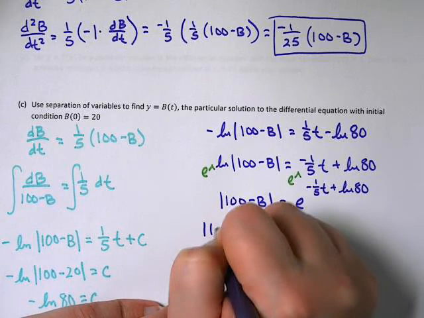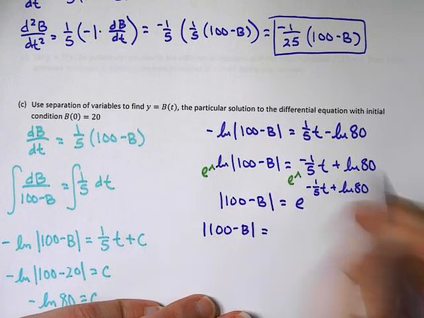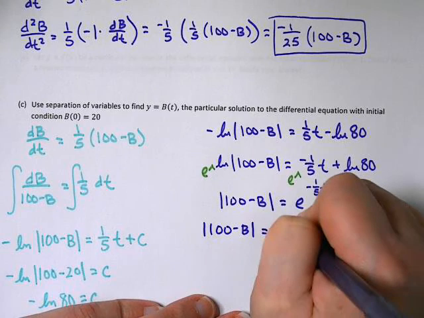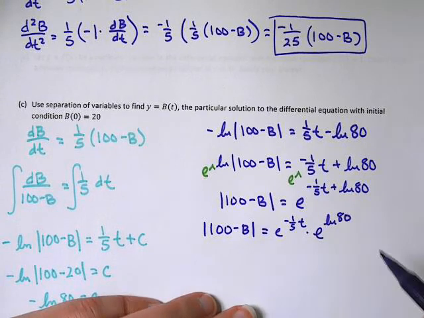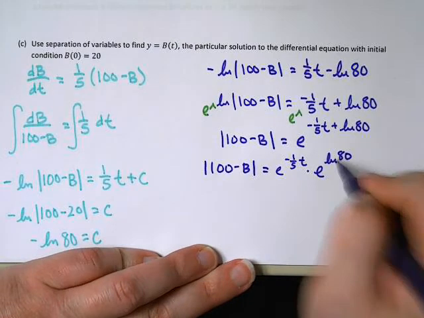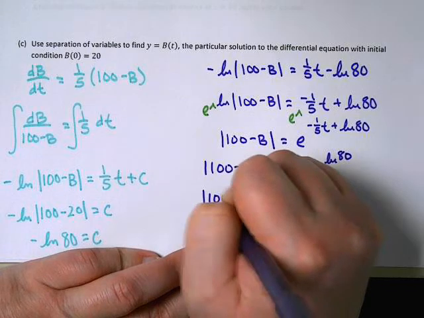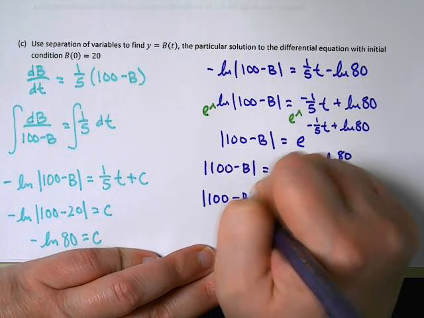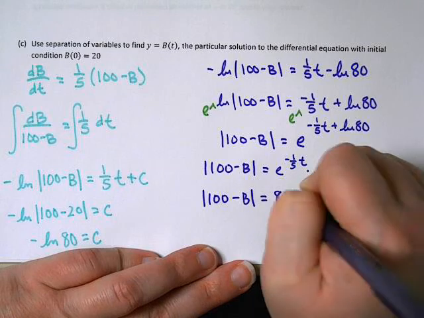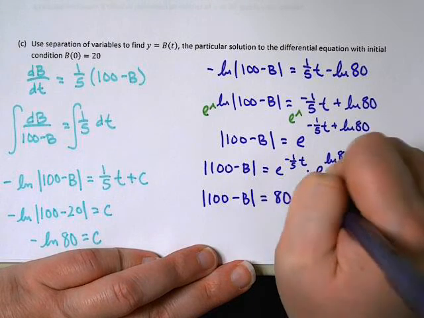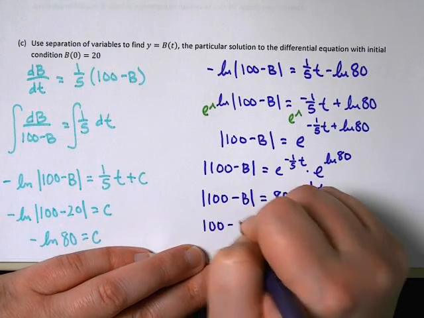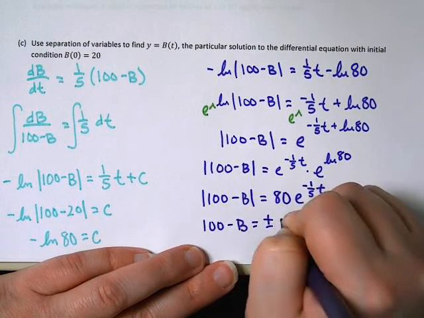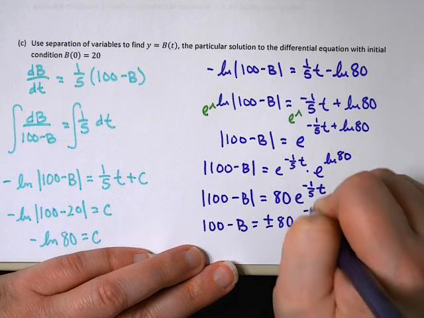So the absolute value of 100 minus b is equal to e to the negative 1/5 t times e to the natural log of 80. And hopefully you guys are getting better at seeing this, but I'm just showing it to you anyway. This ends up turning into just an 80 then. So the absolute value of 100 minus b is equal to 80 e to the negative 1/5 t. We know that to get rid of the absolute value, we need to put a plus or minus. So 100 minus b is equal to plus or minus 80 e to the negative 1/5 t.